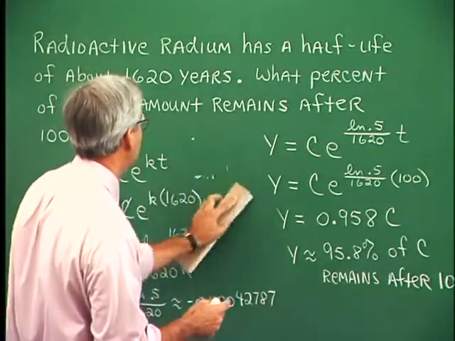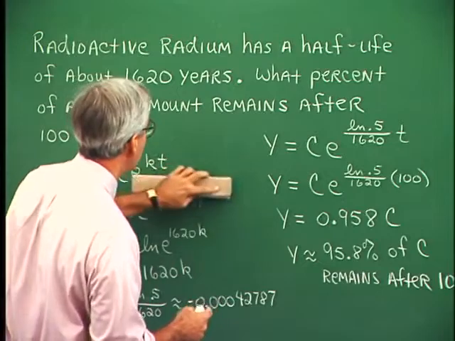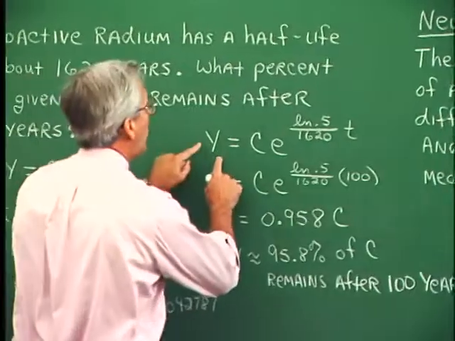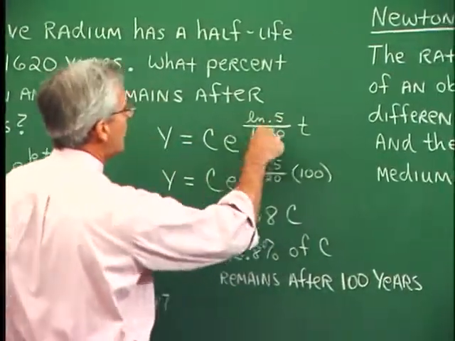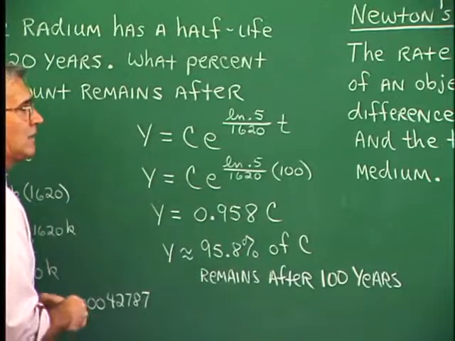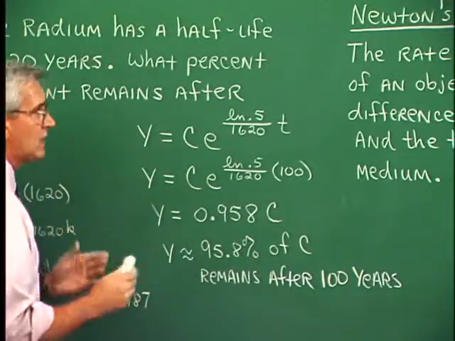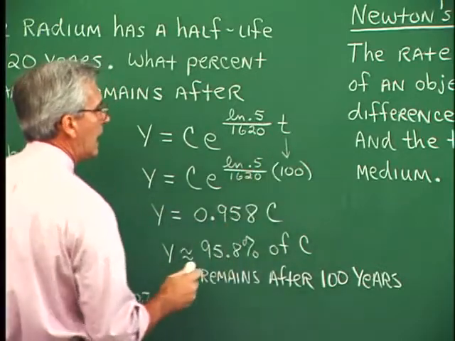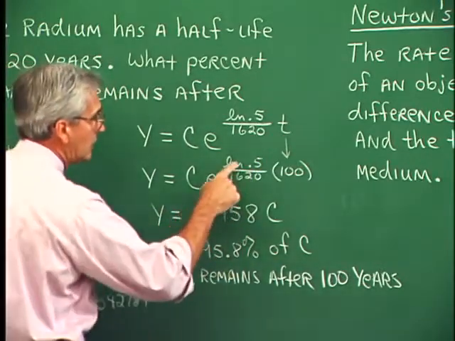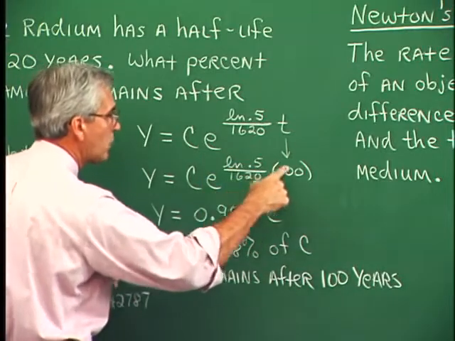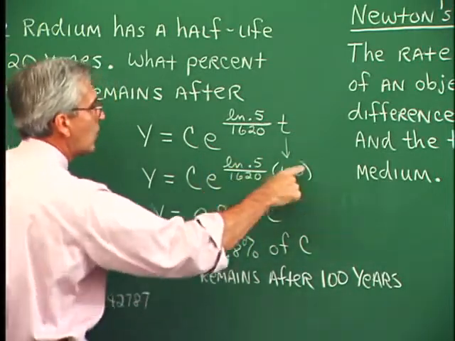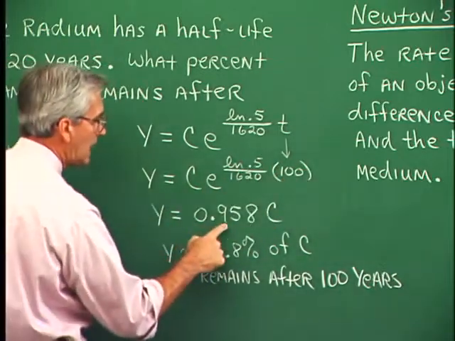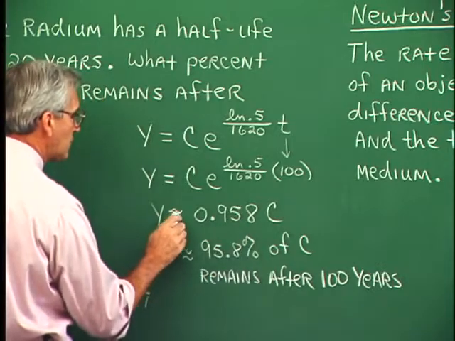All right. Now let's go back to the model and pop in this value of k that we just determined and see where that leads us. We have y equals ce to the kt. Here's the k that we just determined. Now we're talking about the percent of material that remains after 100 years. So take the model and replace t with 100 and then e to the ln 0.5 over 1620 times 100. This is just some sort of constant. And so when we calculate that, it turns out to be approximately 0.958.